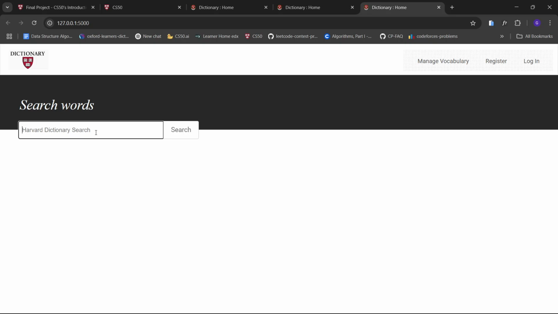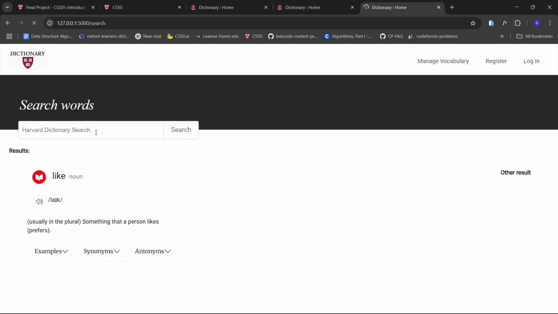So if I write some word in English, for example, "like," it gives us detailed information about "like." For example, what "like" is, its part of speech, the IPA symbol and sound, and also the definition of this word. And here are the examples, synonyms and antonyms of this word.